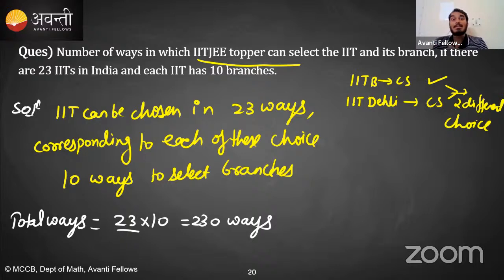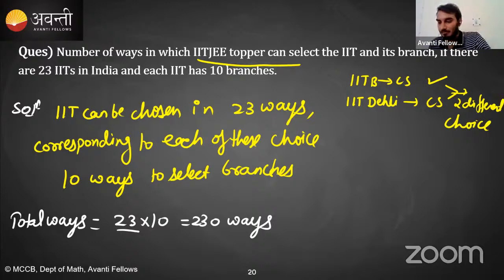This is similar to the example we did, city 1 to city 2, city A to city B and then city B to city C, right? So there are 3 ways of going from city A to city B. Corresponding to each of these ways, there are 2 ways of going from city B to city C. Is this clear? So we have used the same funda here. Any doubt, students? Okay, very good.